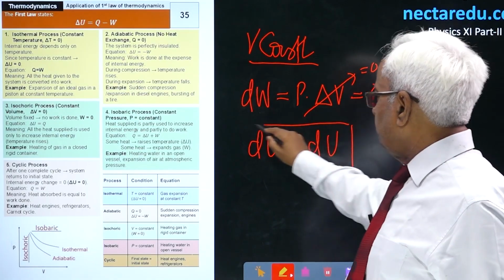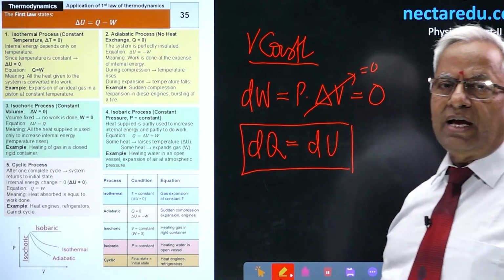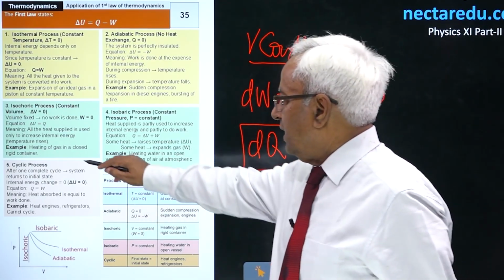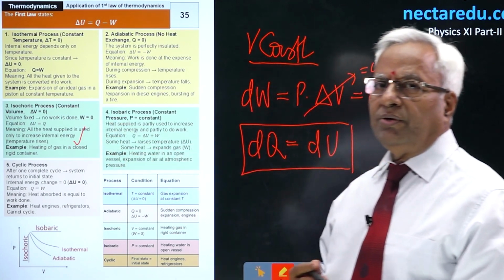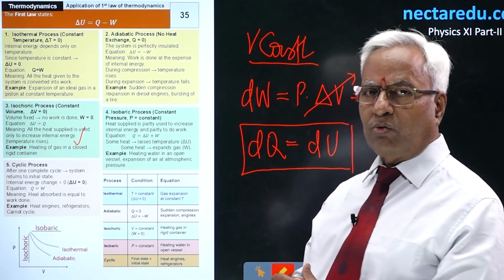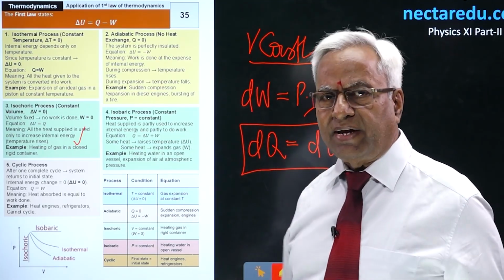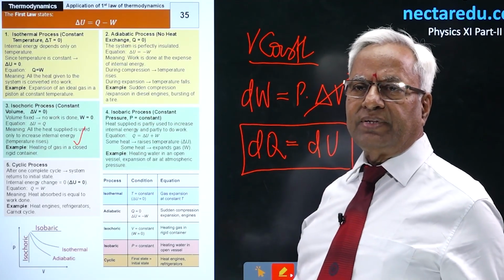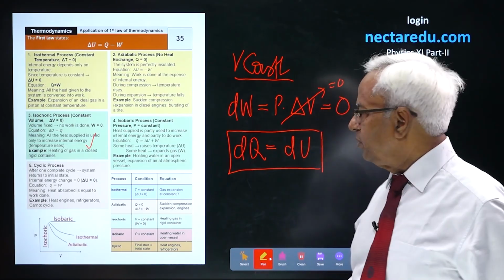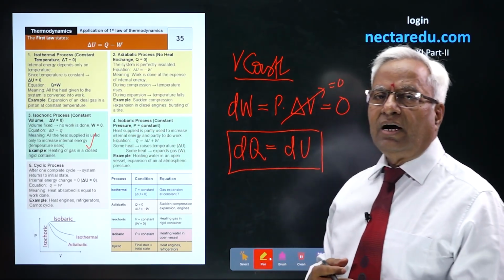You could say in brief that whatever the amount of heat transferred, that is utilized in changing the internal energy. That's isochoric process. You see, when we heat the gas in a closed rigid container in which expansion cannot take place, rigid simply means that expansion is not possible. That means there would be no change in volume. In that case, this is going to be isochoric process.